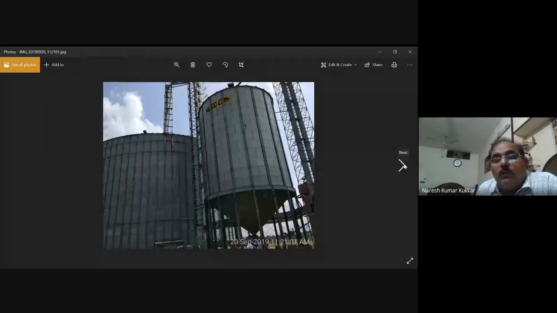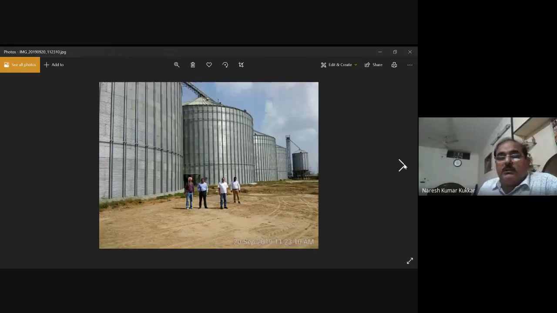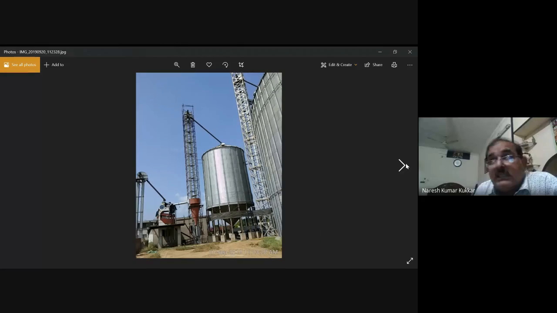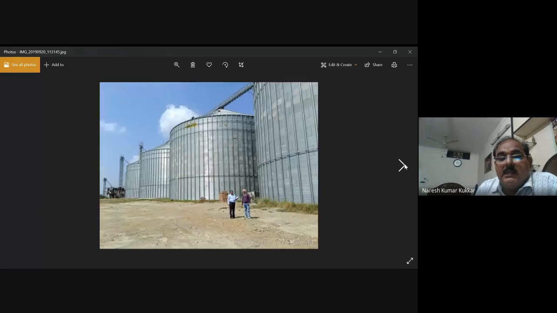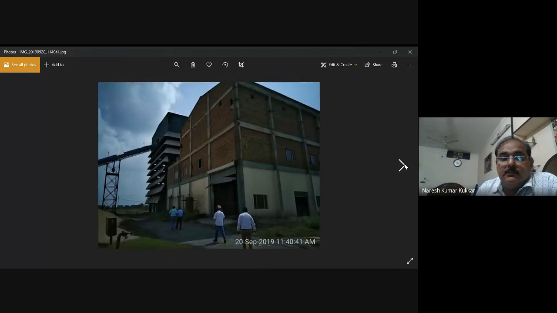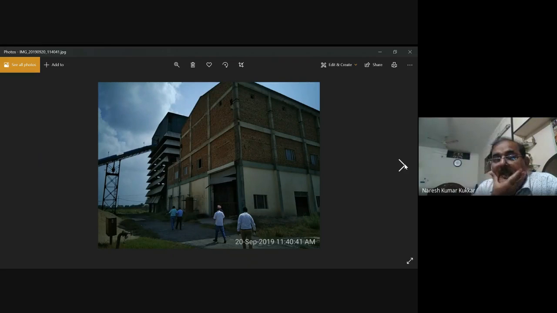It's a silo to store things. These are the 4 silos. Silos are for storing things, storing grains, rice, anything. Inside, below the silo. Now this is what it looks like.